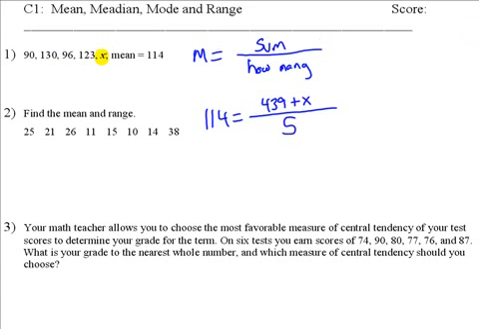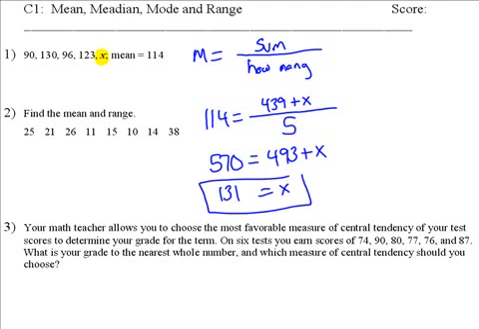Let's go ahead and multiply both sides by 5. 5 times 114 is 570. That equals 439 plus x. And then subtract the 439 from both sides. The result there is 131. So x would have to be 131 for this set of data to have a mean of 114.